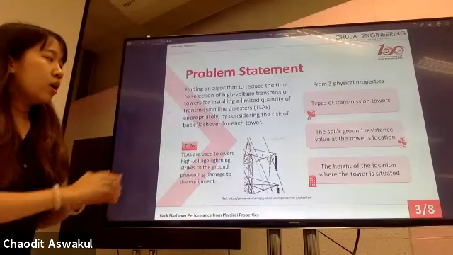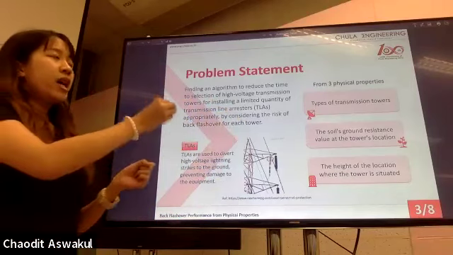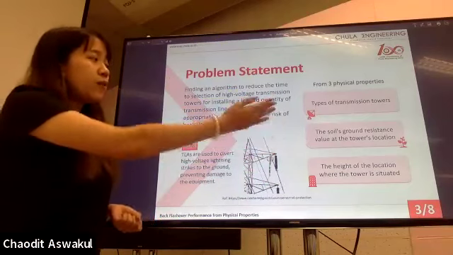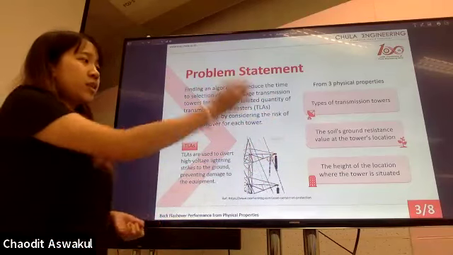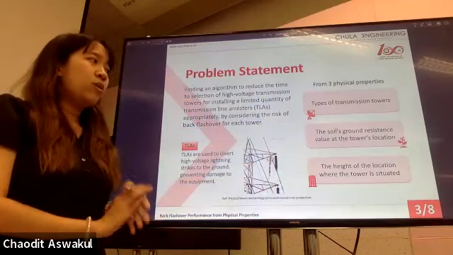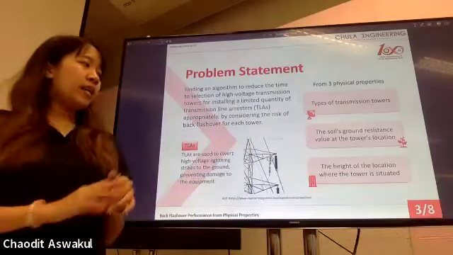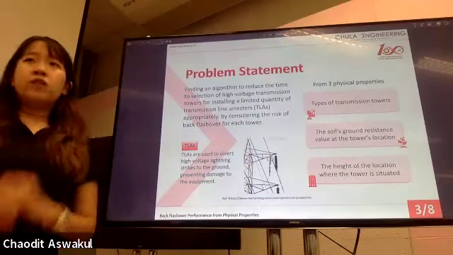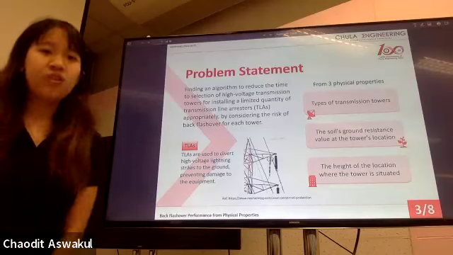So we consider the risk of backflashover by 3 physical properties. The first one is the type of transmission tower, the second one is the soil resistance value at the tower's location, and the last one is the kind of location where the tower is located. So that's all for today, but next week I will tell you the other sections. Thank you.